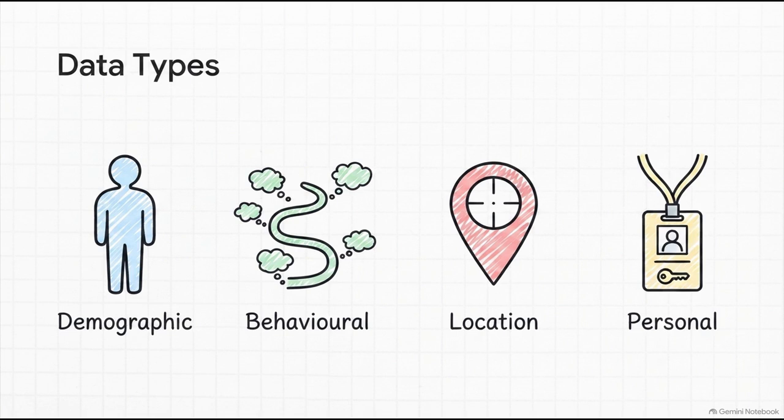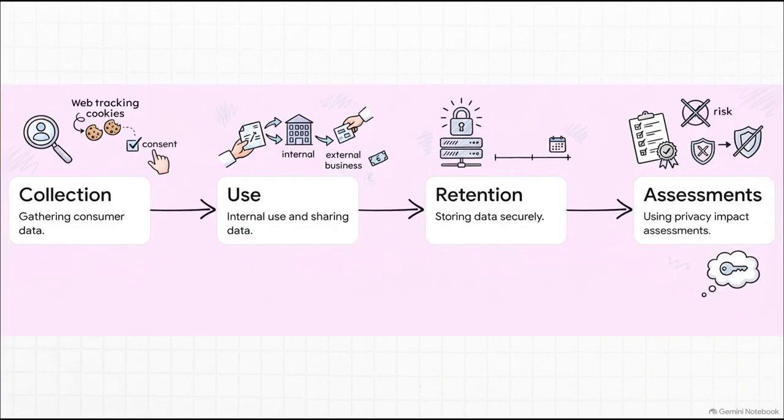Third, we have location data. Literally the GPS coordinates on your phone constantly pinging and mapping your physical movements. And finally, personal data. This is the identifiable information that can be pieced together like a giant puzzle to lead directly back to you as a specific living person. So, a company has all this data.